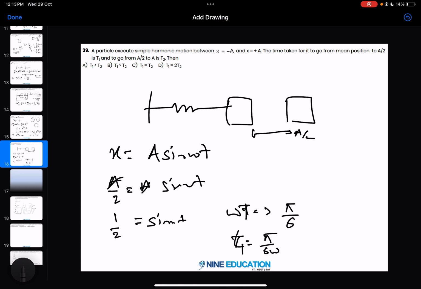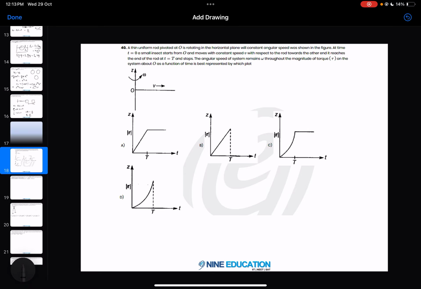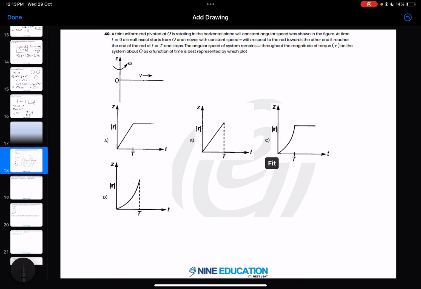Now we have to verify options. If you verify options, clearly t1 is not equal to t2. This is also not going to match. T2 is greater than t1. Option A is going to match.